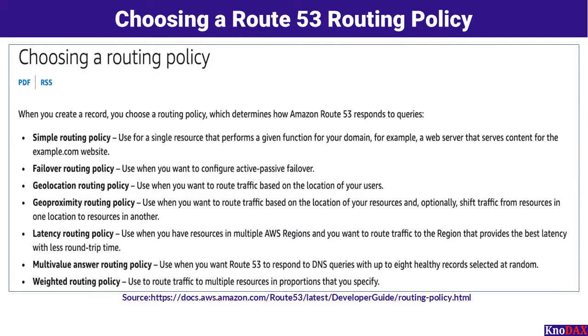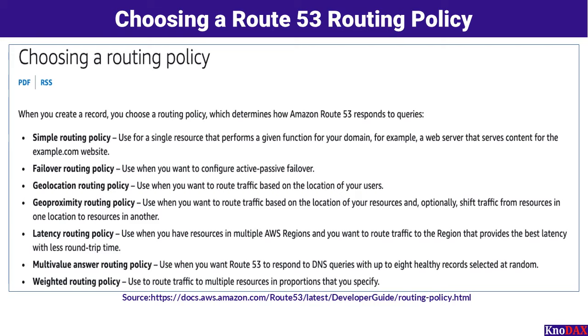Let's quickly summarize the various routing policies available in Amazon Route 53. Simple routing policy. Ideal for routing traffic to a single resource, such as a web server hosting your website. Failover routing policy. Ensures high availability by routing traffic to a secondary resource when the primary one fails. Geolocation routing policy. Routes traffic based on the user's physical location, enabling localized content delivery.